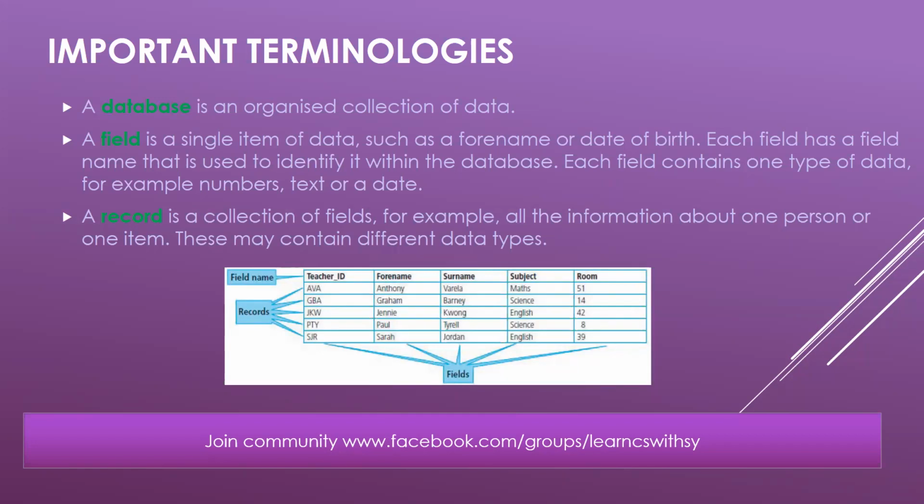Similarly, in this structure, you can see there are 1, 2, 3, 4, 5 records, which are AVA, GBA, JKW, PTY, SJR. These lines are actually the records. On the contrary, teacher ID, forename, surname, subject, and room are your fields, and the field names are, as you can see here.